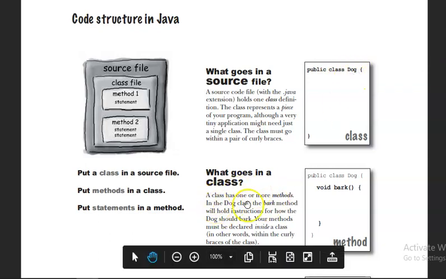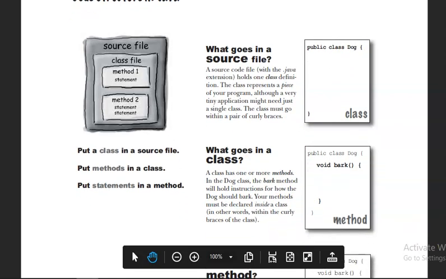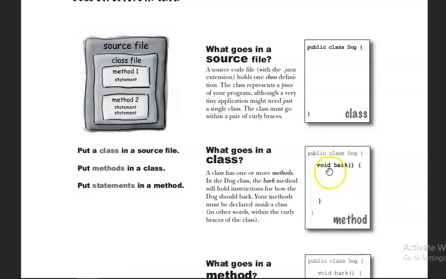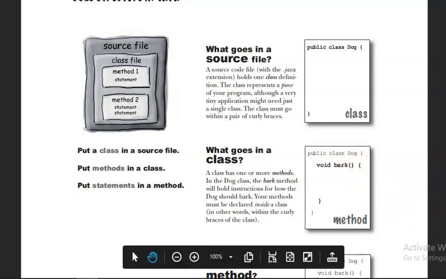What goes in a class? A class has one or more methods. Inside the class we write different methods. It can be one or two, and the methods are also declared using this syntax. This void means that this method has no return type. For example, if inside this method I write some piece of code and the return type is integer, then in place of void I would have written int. Right now it has no return type, so I have written void bark, and we declare it using these brackets, an opening curly brace and an ending curly brace.